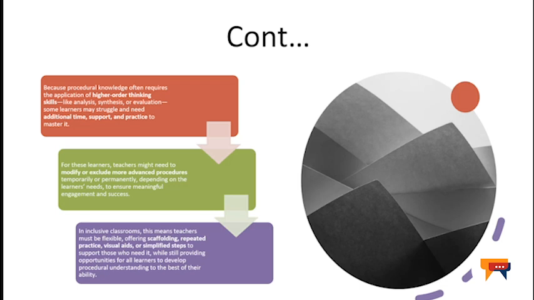Therefore, in inclusive classrooms, this means teachers must be flexible, offering scaffolding, repeated practice, visual aids, and simplified steps to support those who need it, while also providing opportunities for all learners to develop procedural understanding to the best of their ability.